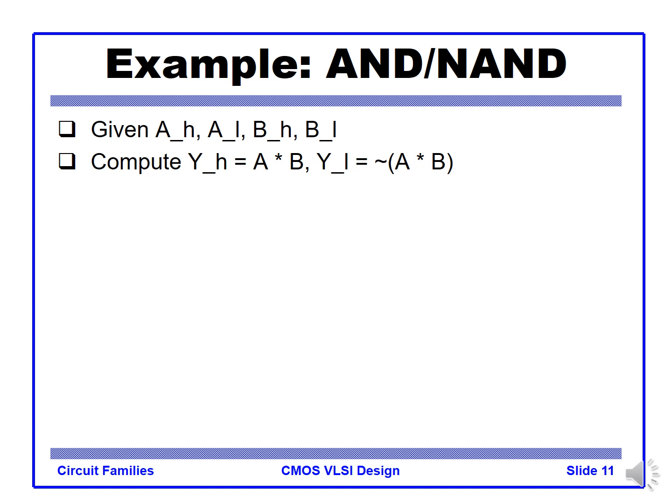Let's just give an example here. Let's assume that we have A high and A low, and B high and B low inputs. So this is the true and complementary. Think of it like A low is A bar and A high is A, and B high is B, B low is B bar. Let's compute A and B and A and B and each inversion.